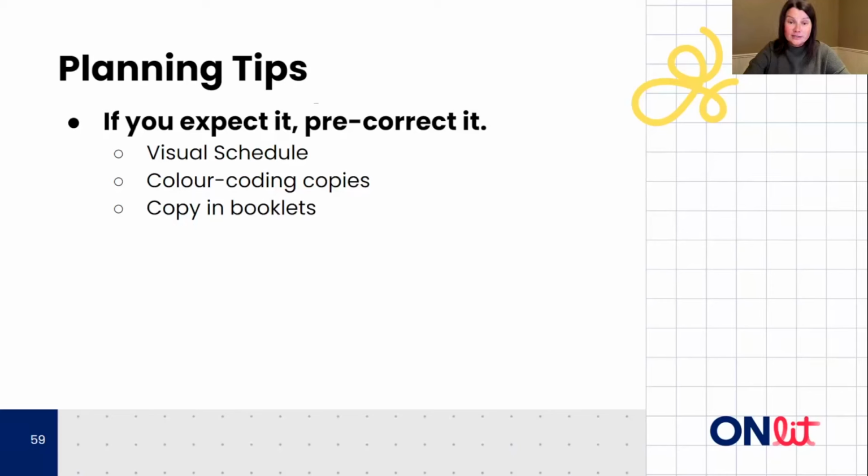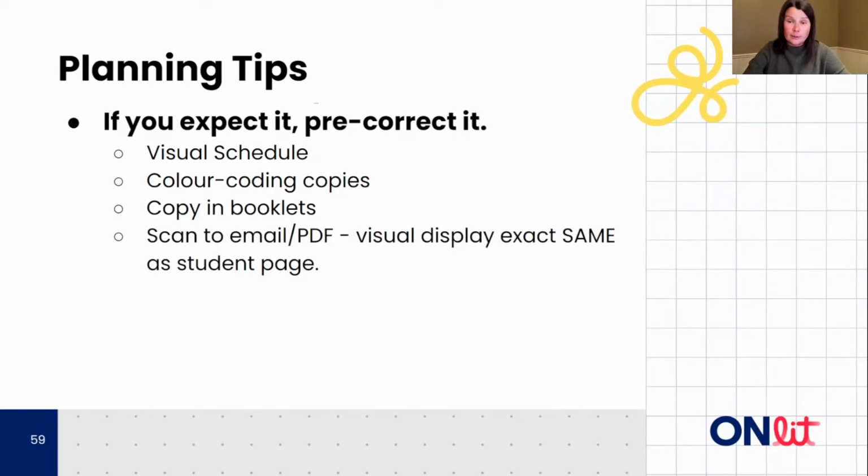I use the scan to email function on our photocopier. After I scoop complex sentences on our fluency passage, I'll scan it to PDF so I can show the exact same visual display on my panel as the students have on their page. It's a little thing that makes a big difference for students with executive functioning difficulties.